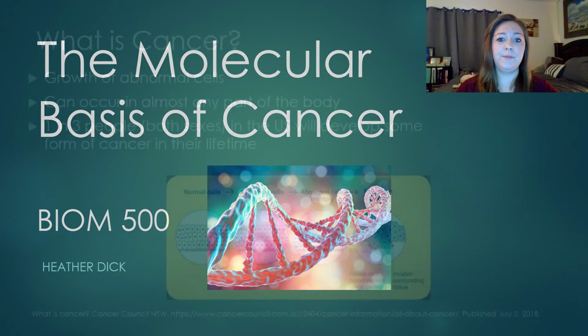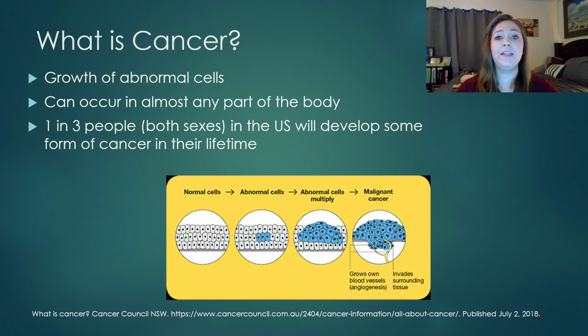So first, let's start by discussing what is cancer. Cancer is, in the simplest definition, the growth of abnormal cells. These cells have the potential to proliferate rapidly and potentially spread to other parts of the body. Cancer is a disease that can manifest pretty much anywhere in the body. And in the United States alone, 1 in every 3 people will develop some form of cancer in their lifetime.